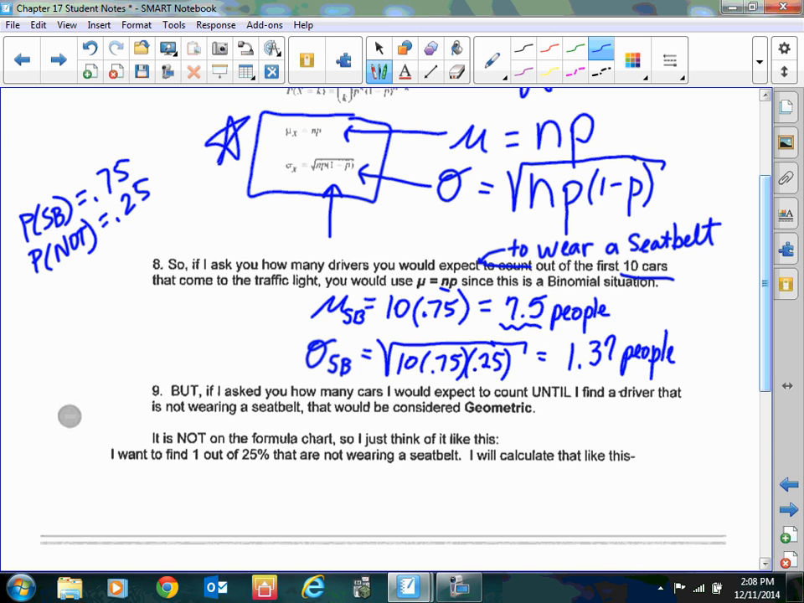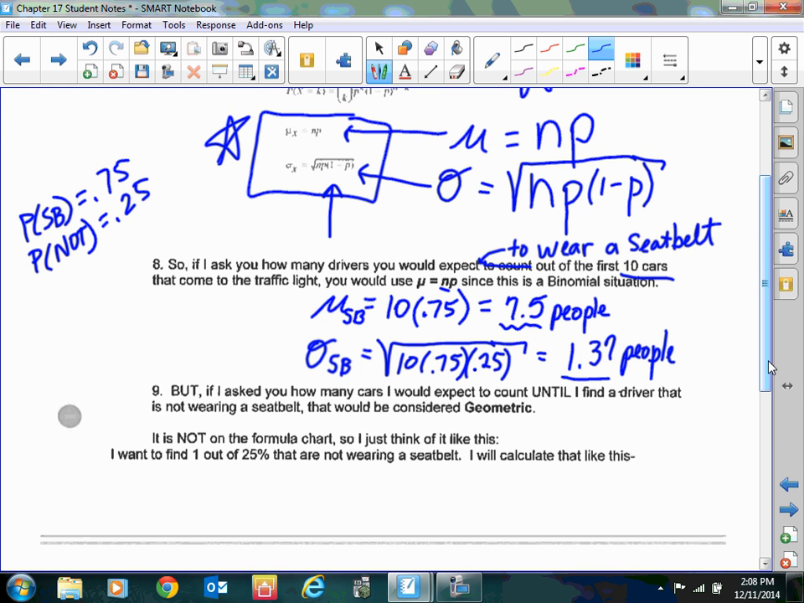So essentially, if you sit there, you're going to get about 7.5 people, plus or minus 1 1/3. So would 6 people out of 10 be an unreasonable amount of people to be wearing a seatbelt? Would 6 be unreasonable? No. That's just a little over 1 standard deviation away. Would 9 be unreasonable? No, because 9 is just a little over 1 standard deviation away.